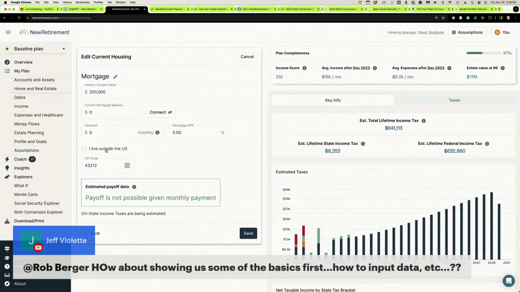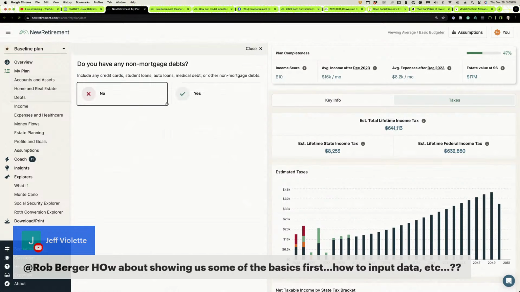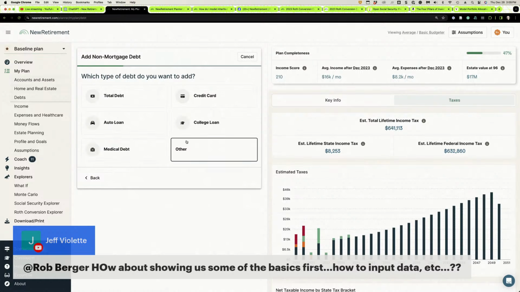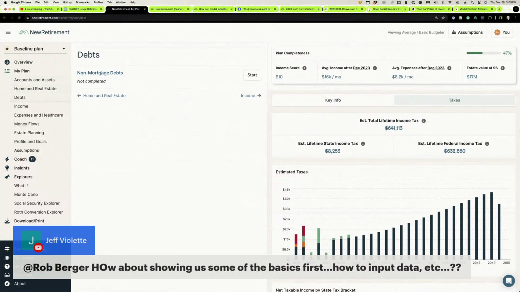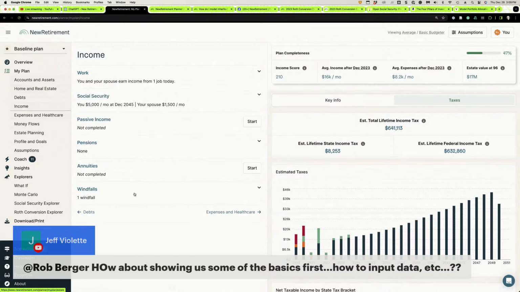One thing I'll point out here is that you only put in principal and interest. You don't put in insurance and taxes. Those go in just to regular expenses. But for other debts, pretty straightforward. And you could just put in total debt. You could break it out. You can connect some if there's ability to connect a student loan or car loan. That's a possibility. But again, I think it's fairly straightforward.